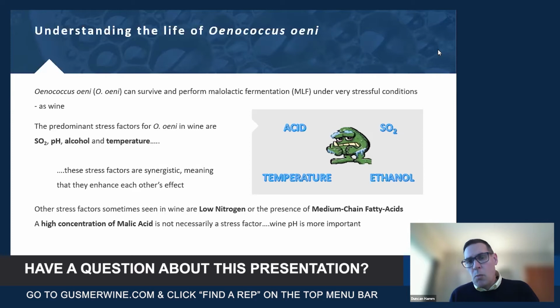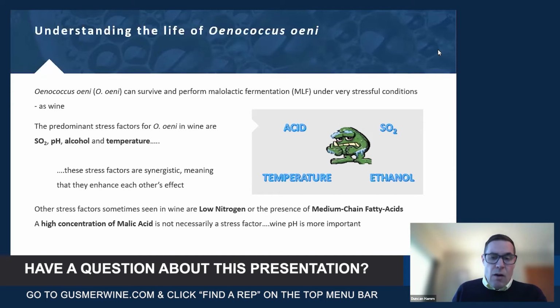Now, I just also wanted to mention a few other stress factors, which we'd probably refer to as secondary stress factors. One of them is low nitrogen. Malo requires around 60 parts per million of amino nitrogen in the wine for it to proceed.